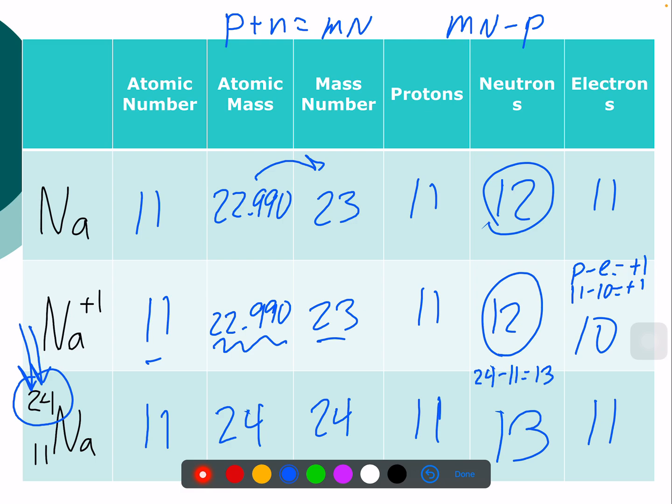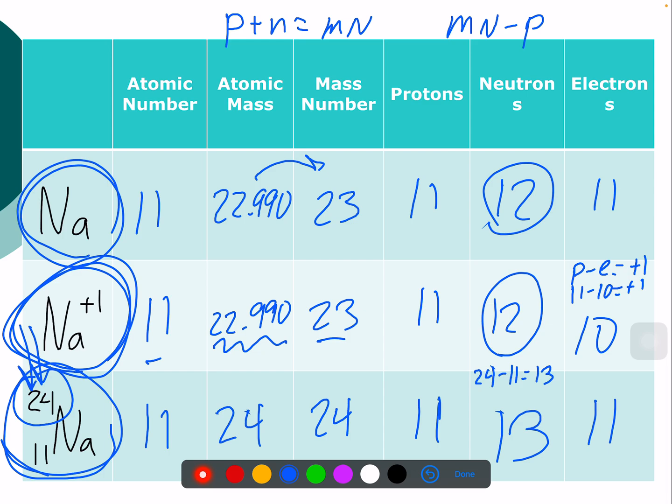So that's what you're going to see. You're going to see some of these that are isotopes, where they have different numbers of neutrons, ions, charged particles, and atoms. And you're going to fill out your chart just like this. Make sure you turn it in when you're done.